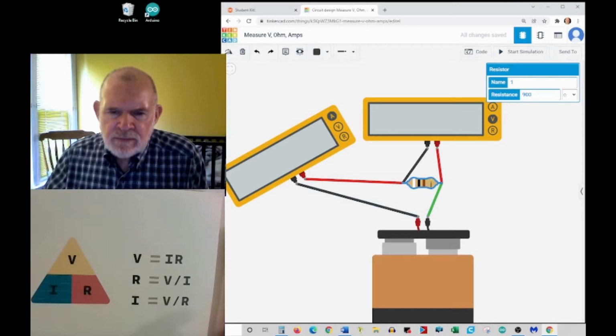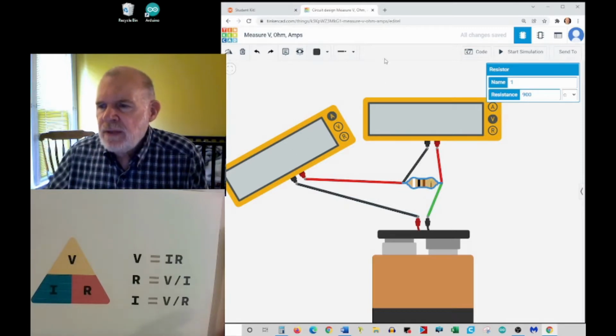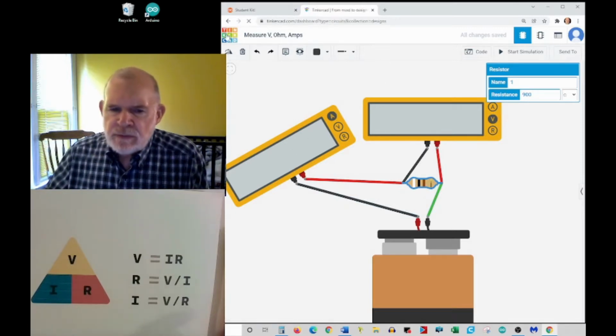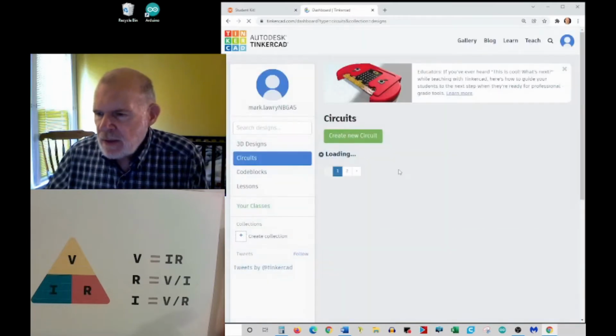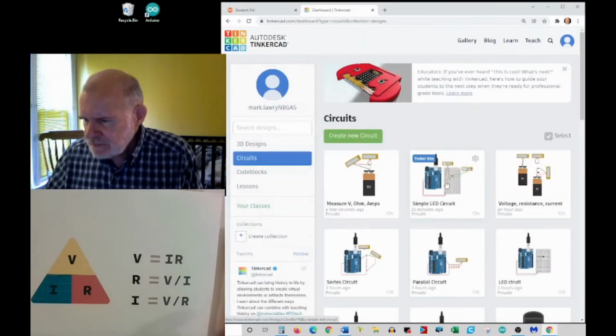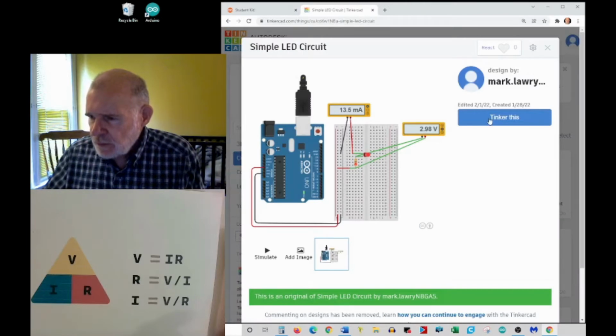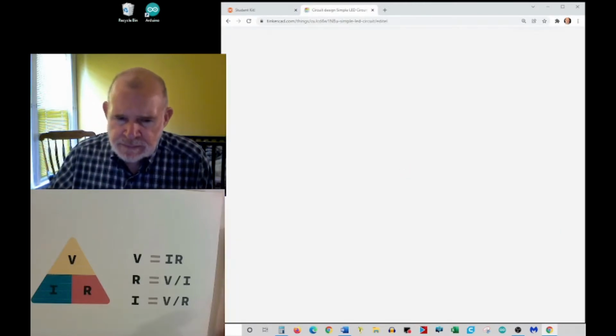All right, so let's see how this looks with some different circuits. Let's bring out this circuit I was looking at before, for example.